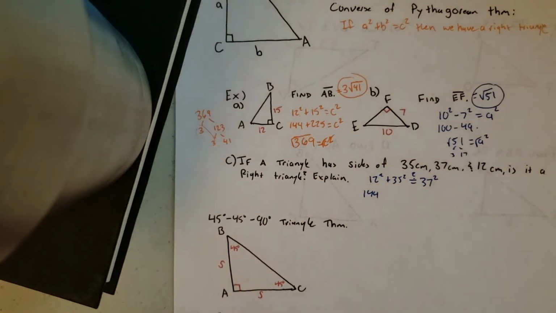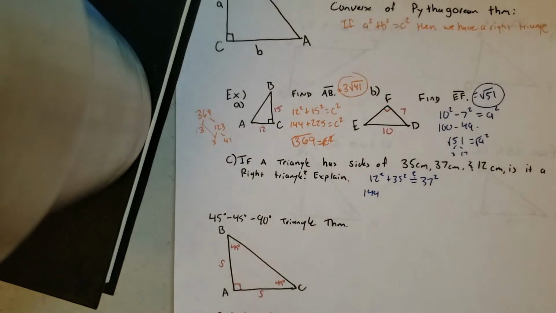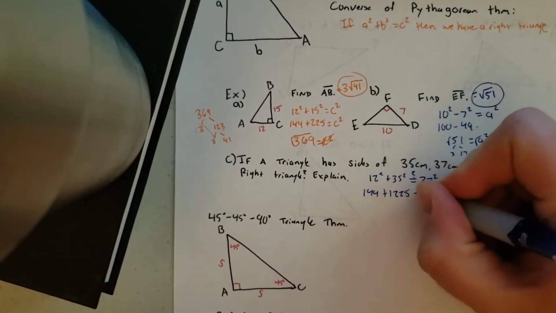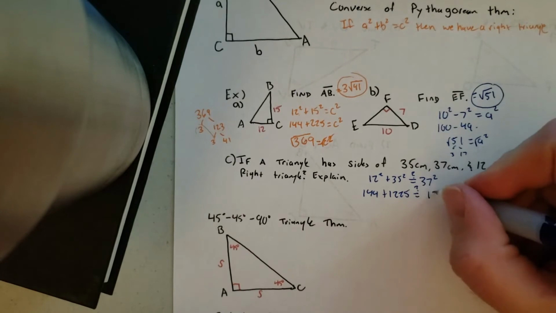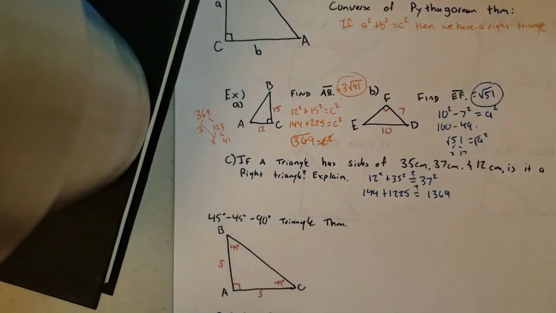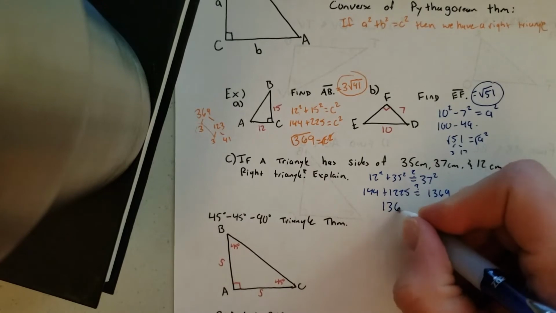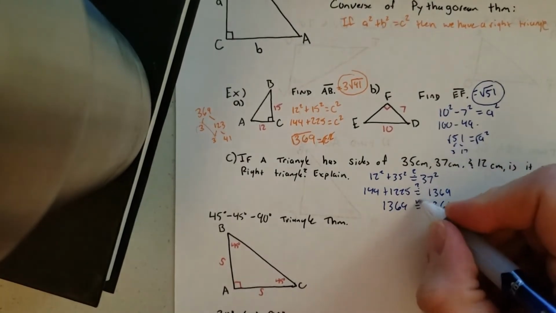If I take 35 squared, that's 1,225. I want to know, does that equal 37 squared? So that's going to be 1369. Well, if I take the 144 plus 1225, I get 1369. Does that equal 1369? It does work.